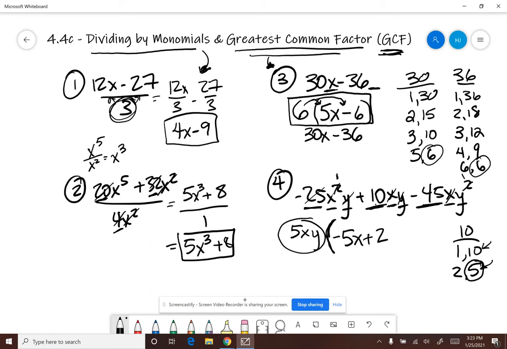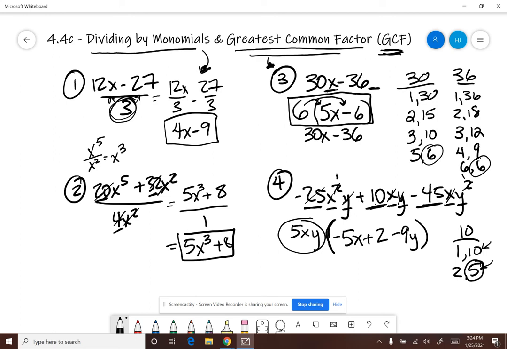And then last but certainly not least, we have 5 times what gives you negative 45. Well, 5 times negative 9 would give me negative 45. I've already got an x, so negative 9 times x would take care of that x. But I'm left with 1y here extra that I couldn't pull over here as a common factor. So that y would go right there, okay?